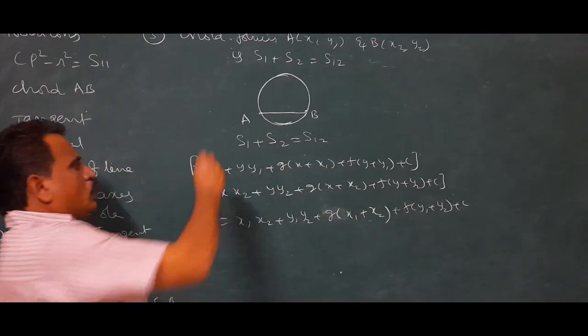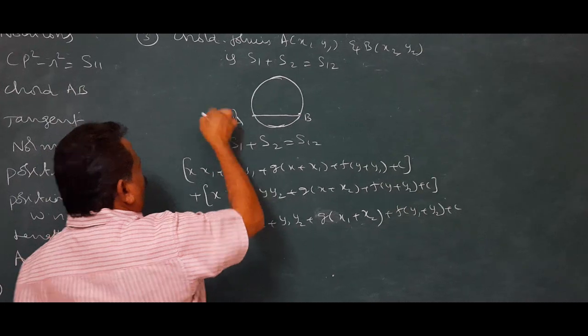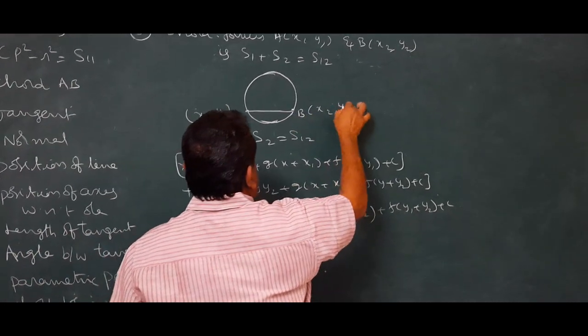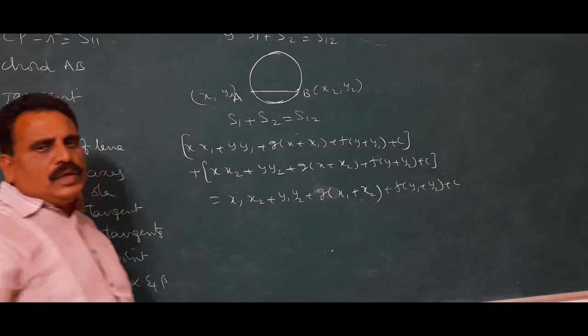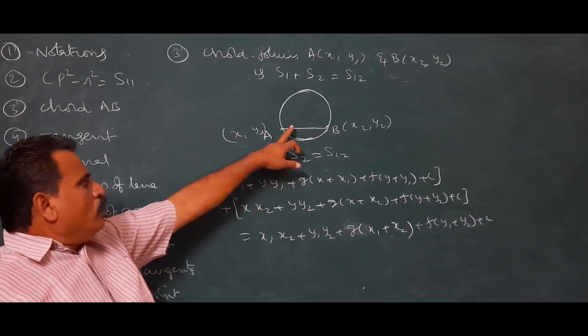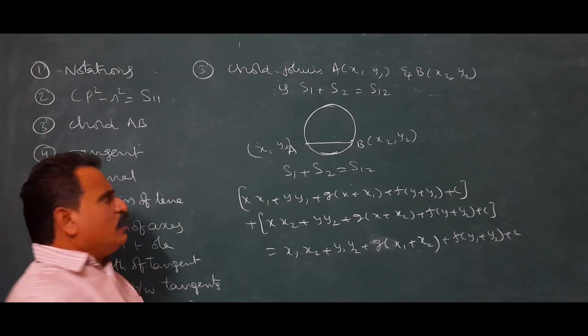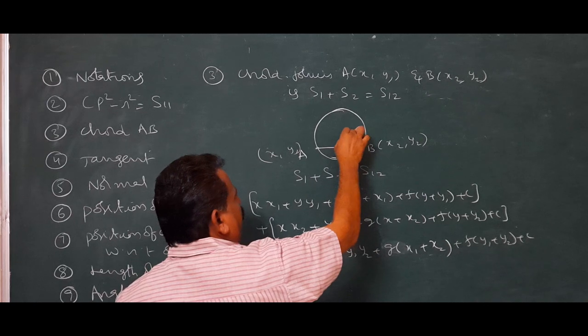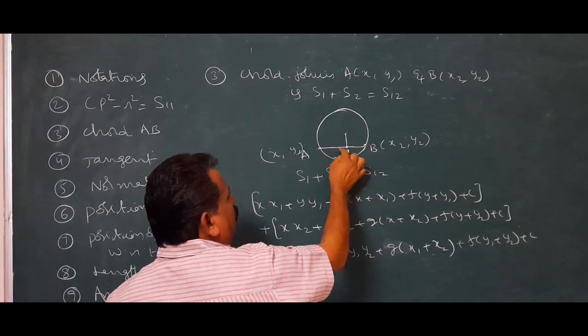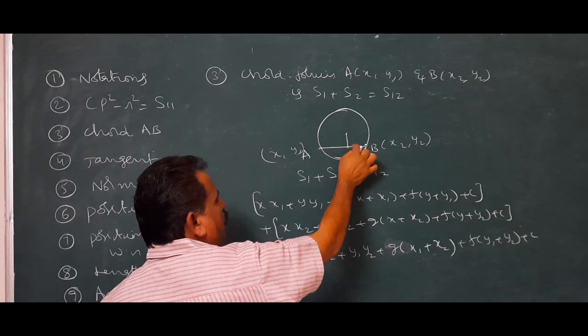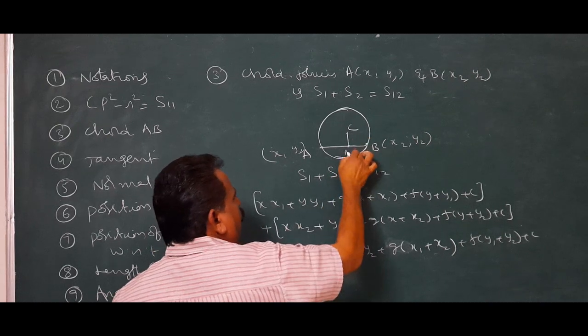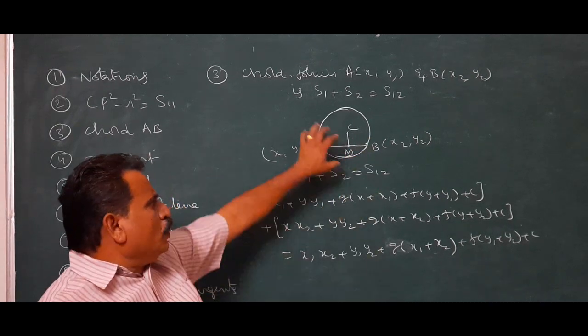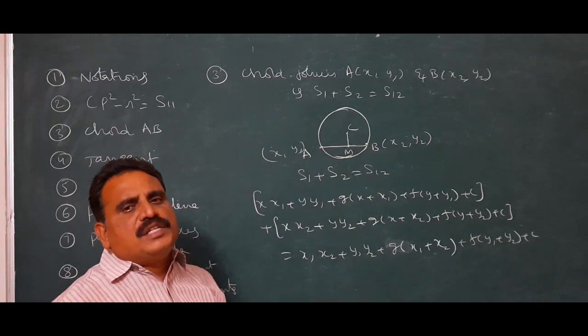A(x1, y1) and B(x2, y2) are two points on the circle. The equation of the chord joining the points is S1 + S2 = S12. One method: C is the center of the circle, that is (-g, -f). The midpoint is M = ((x1 + x2)/2, (y1 + y2)/2). CM is perpendicular to AB, so the product of the slopes is -1.